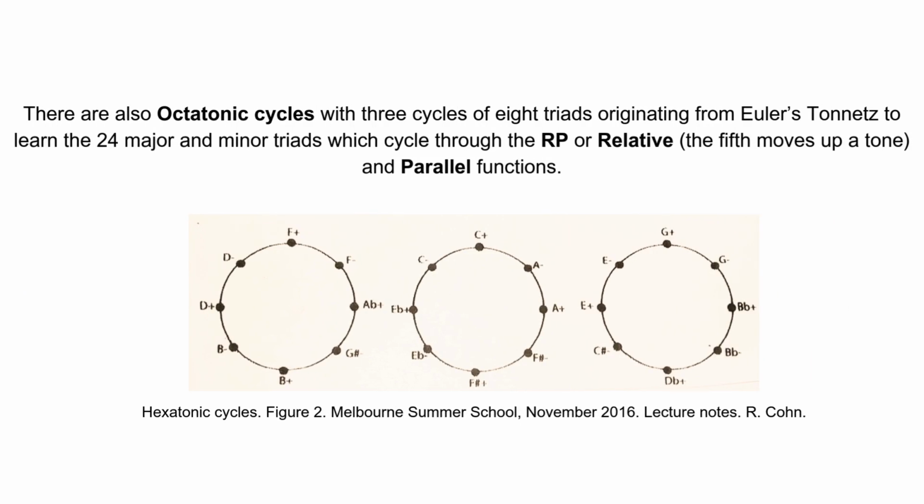There are also octatonic cycles, with 3 cycles of 8 triads originating from Euler's tonnetz to learn the 24 major and minor triads, which cycle through the RP or relative, the fifth moves up a tone, and parallel functions.